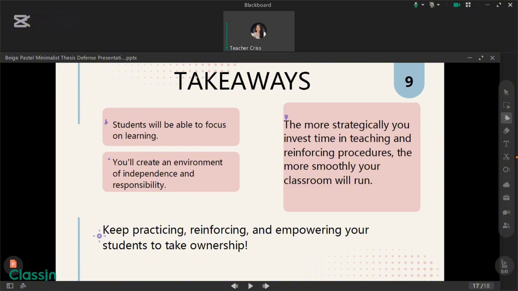And the last one is, of course, teachers keep practicing, reinforcing, and empowering your students to take ownership.